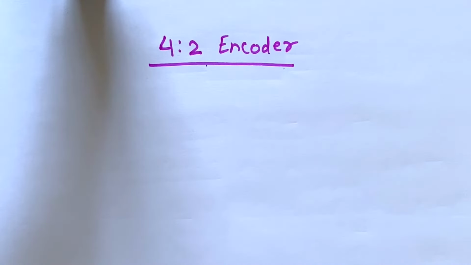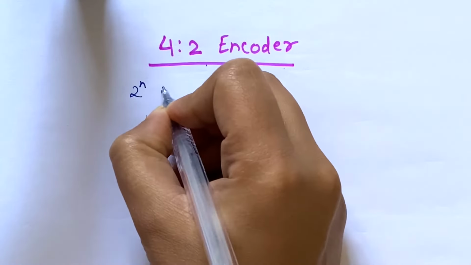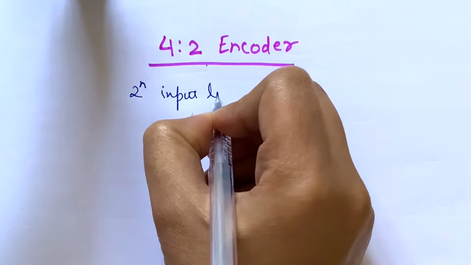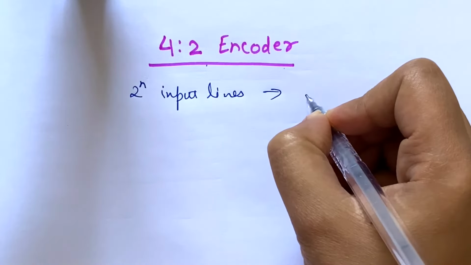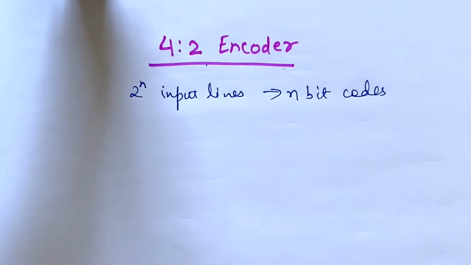And in this video we are going to learn about 4:2 encoder. So we have already seen what encoder is and how it performs. So in today's video we will learn specifically about 4:2 encoders. So what encoder does is it converts 2 to the power n input lines to n bit codes. Okay, this is what encoder does.